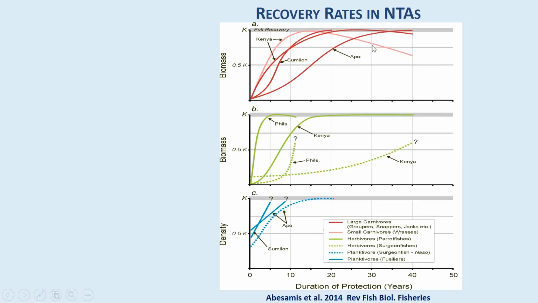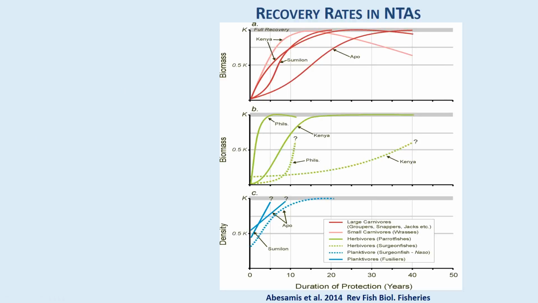If we look at the carnivores at the top here, you can see that the carnivores that feed on invertebrates, like wrasses, take about 10 to 15 years to recover, but the large carnivores, such as groupers, snappers, jacks, take much longer, generally 20 to 40 years to recover. So this is real empirical data. What we're trying to do now is use this to inform the design of no-take areas in terms of how long they should be in place.